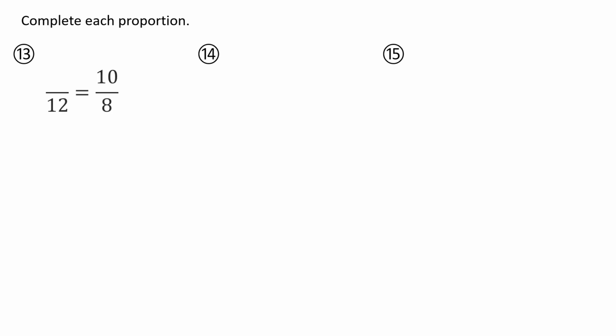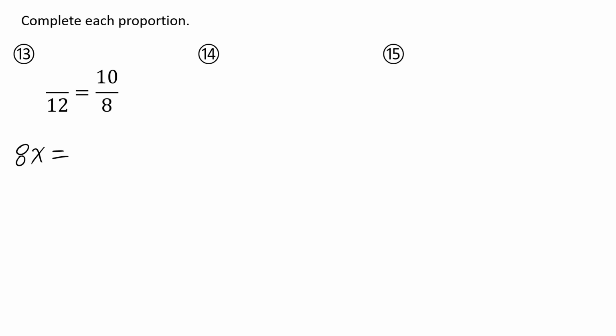Number 13, please copy this down. Blank over 12 equals 10 over 8. All right, so when I do my cross product or my cross multiplication, the first thing I want to look at is the one that lines up with the blank. Okay, the blank is across from the 8. And for my mystery number, I'll use x, so 8 times x.